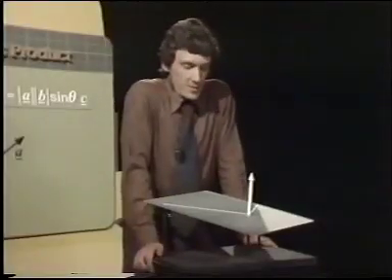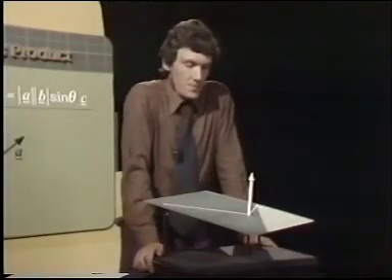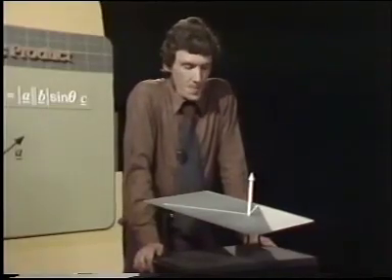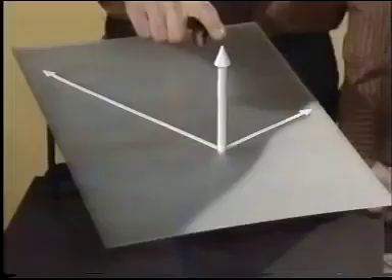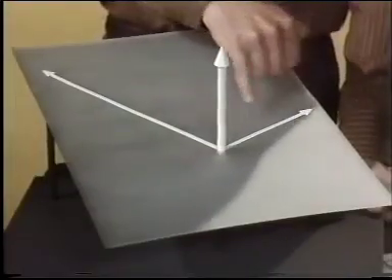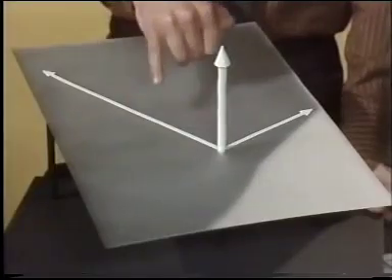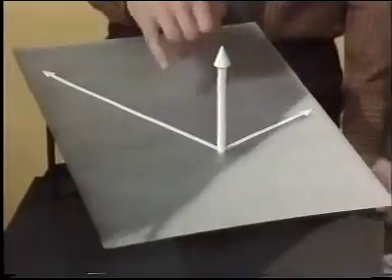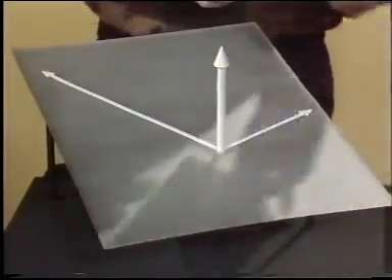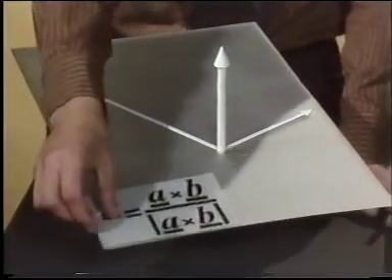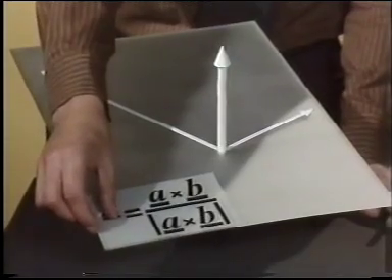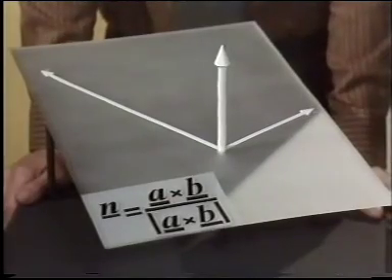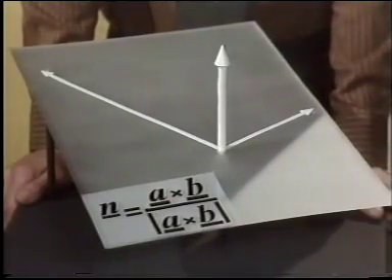Now, what we're interested in is the direction. And the direction is given by a unit vector. Well, if this vector here is this vector A cross this vector B, a unit vector is A cross B divided by the magnitude of A cross B. And so the unit vector n, which is perpendicular to the plane, is A cross B divided by the magnitude of A cross B.